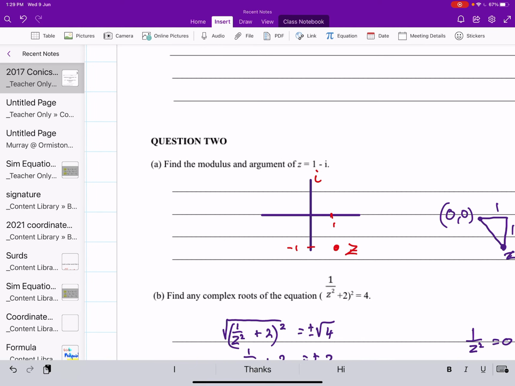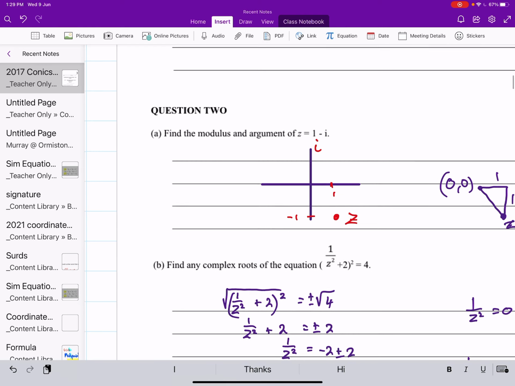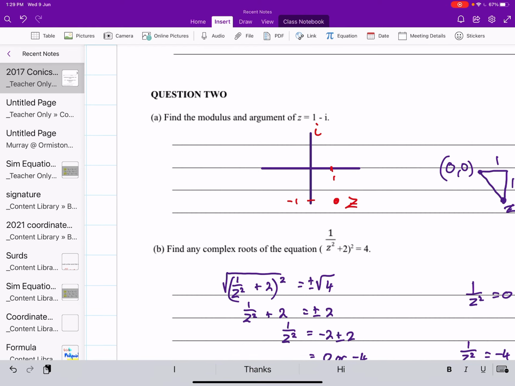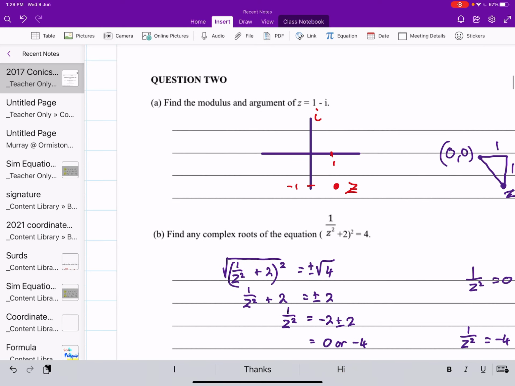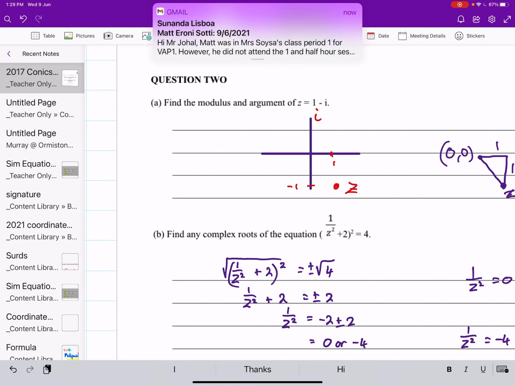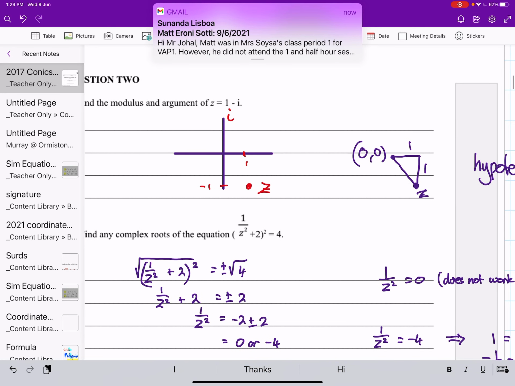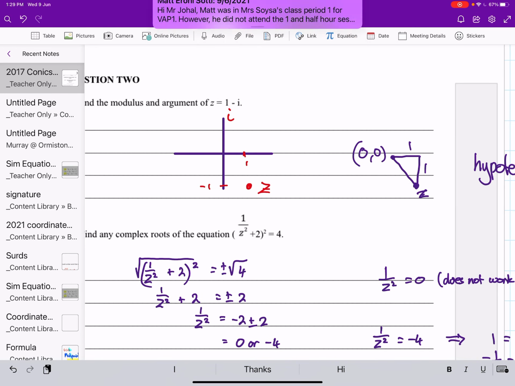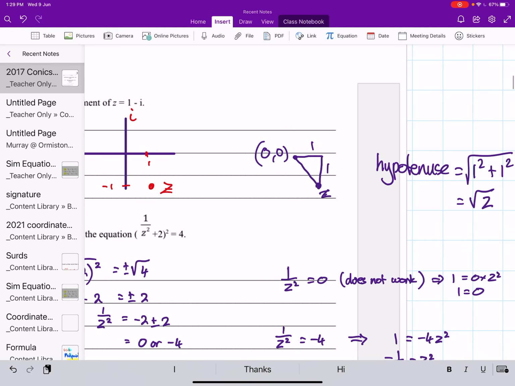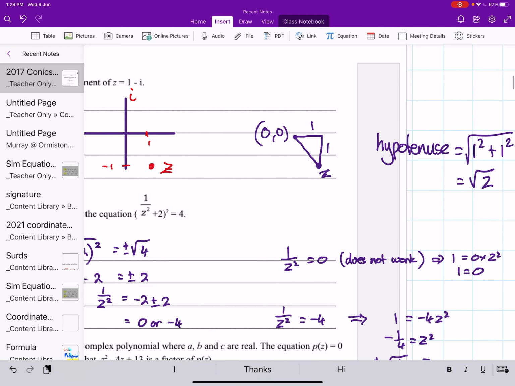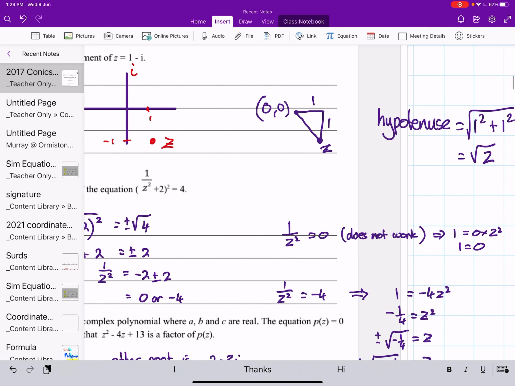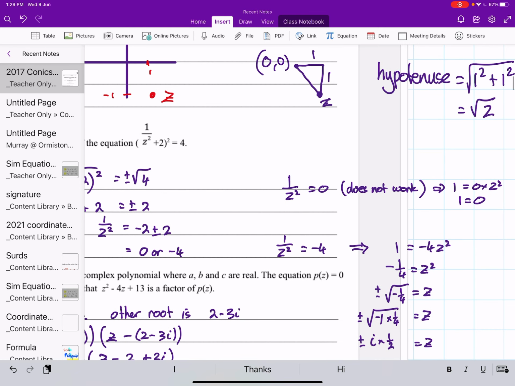For the next one, we have squared terms, so square root both sides. So when you square root both sides, you find that 1 over z squared equals negative 2 plus or minus 2, so it's 0 or negative 4. Now 1 over z squared equal to 0 does not work, and we find that 1 over z squared equals minus 4, and complete it, and we find that z is plus or minus i times a half.